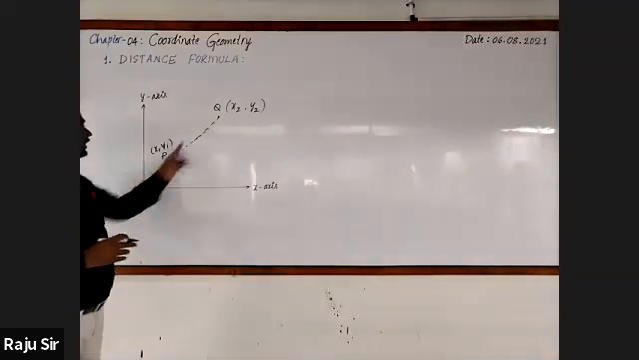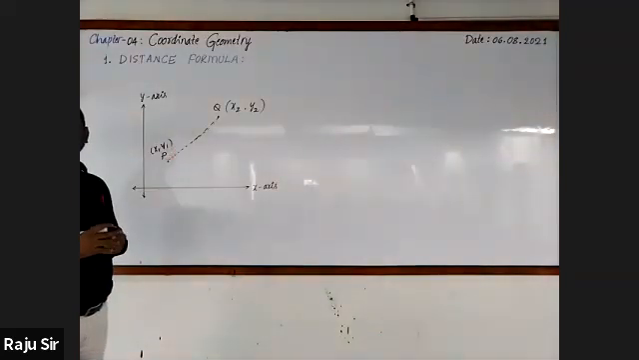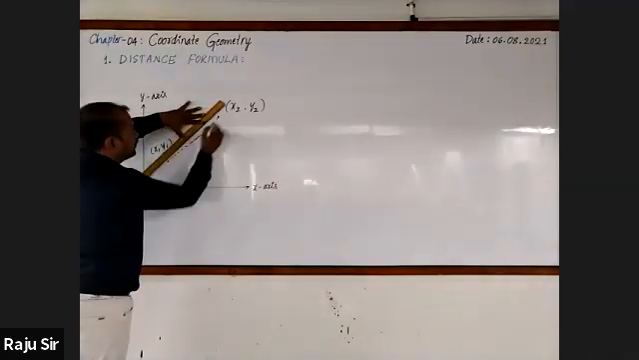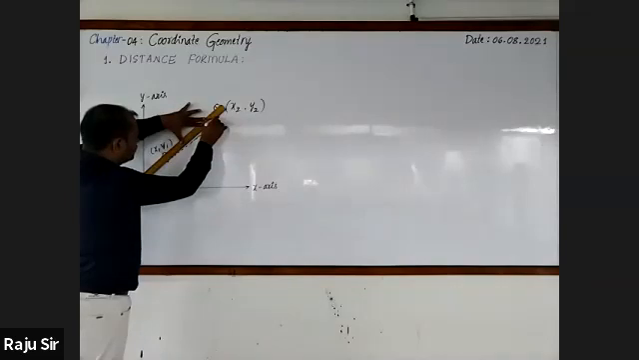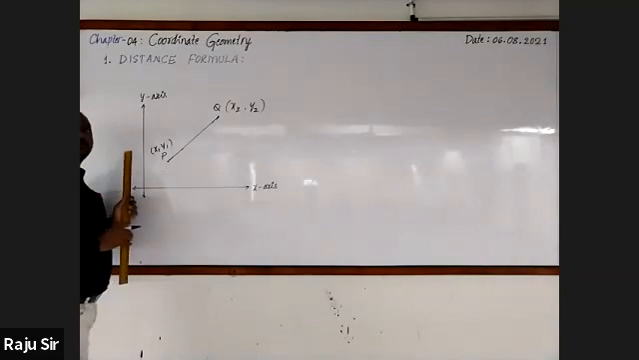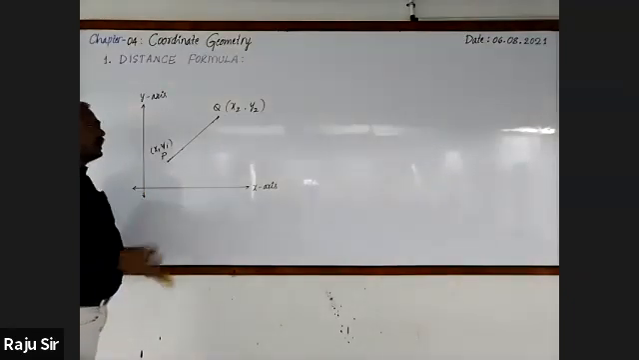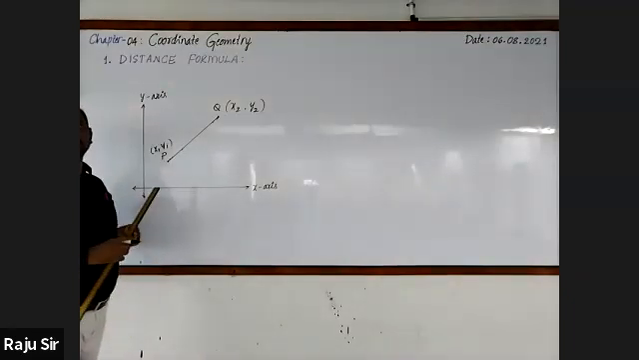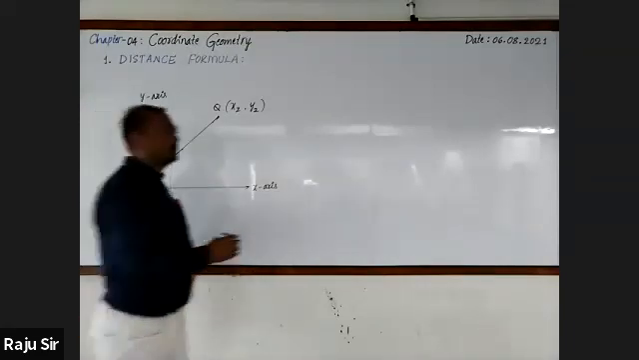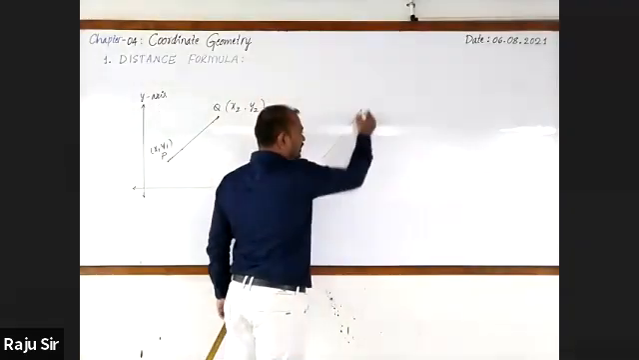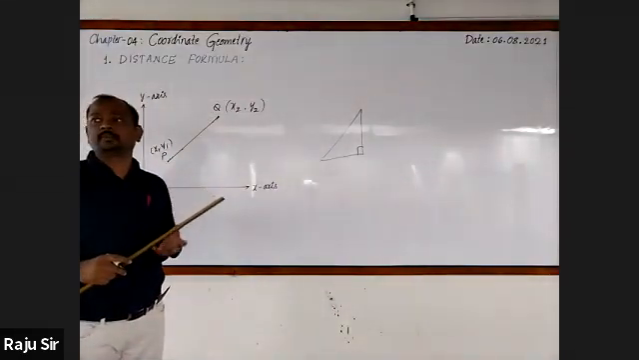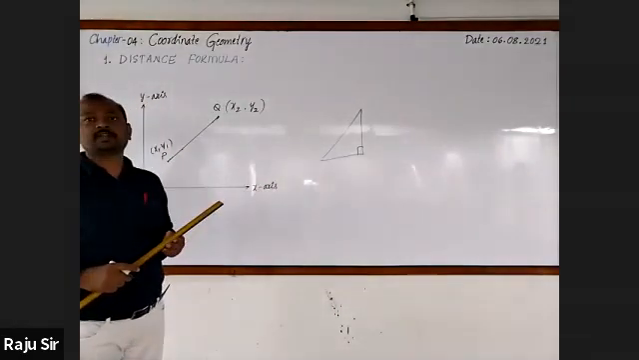Then how do you go for finding the distance between P and Q? We are going to find out the distance of the points P and Q. To find that, I go for converting this into triangles. Why should we convert this into a triangle? Because we are very familiar with the property of triangles which you have learned in your previous class: the Pythagoras theorem.